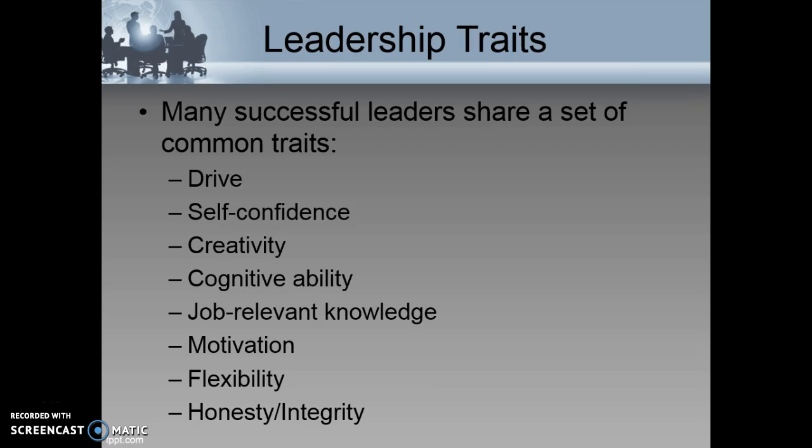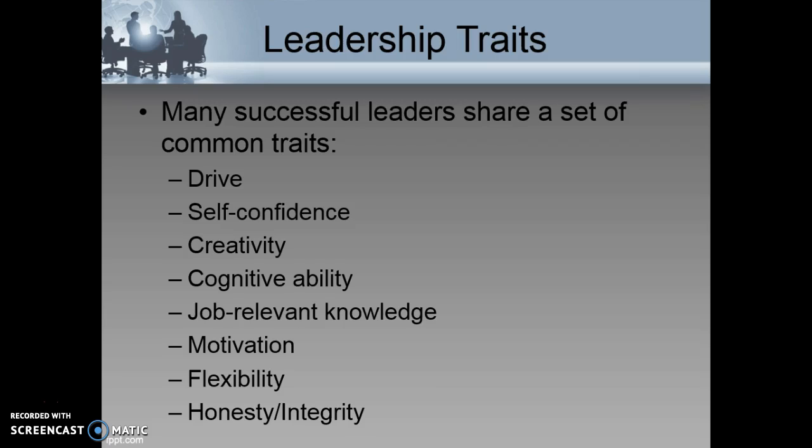Many successful leaders today share a set of common traits across all those leaders. These are things like having drive, right? They want to work hard. They want to continue to work. They have inspiration, right? They've got a lot of self-confidence.